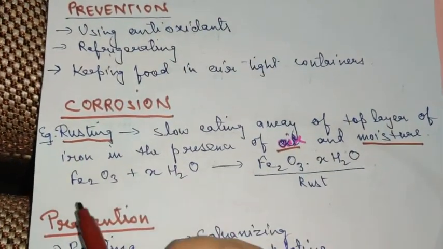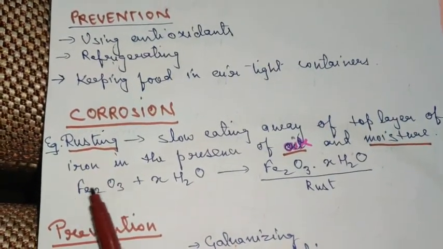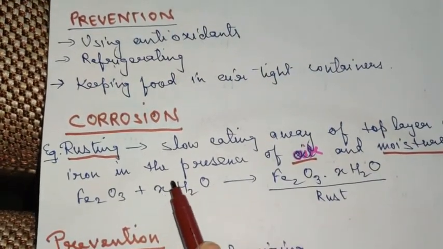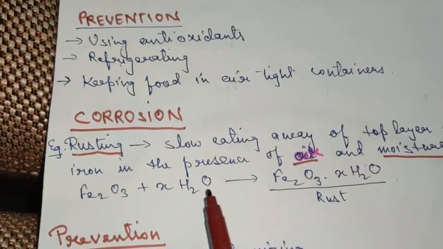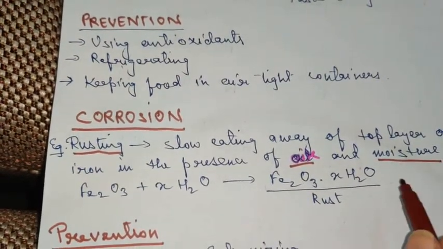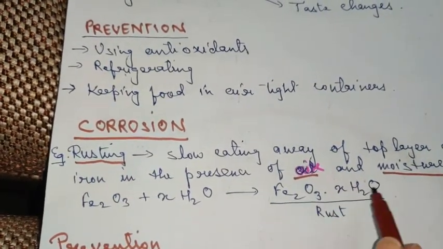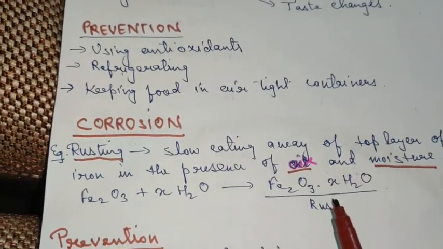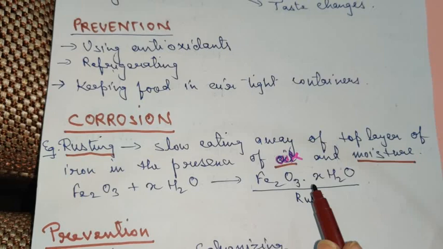So what is the equation behind rusting? Let us see this. Iron oxide, that means iron which is already in combination with oxygen, when it combines with moisture, X indicates any number of water molecules. Water molecules are not fixed. When it combines with X molecules of water, it forms Fe2O3.XH2O, which is known as rust. And this reaction is rusting. Okay, and this is known as hydrated iron oxide. Hydrated is for water. Hydrated iron oxide is termed as rust. This is the chemical name of rust, and this is the chemical formula. Okay, so I hope it is clear.